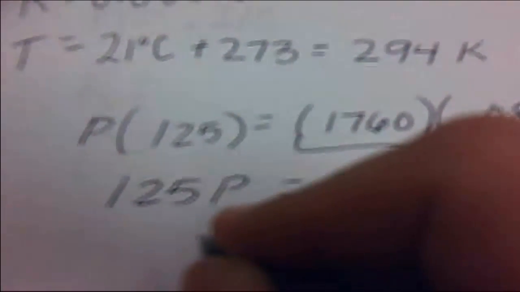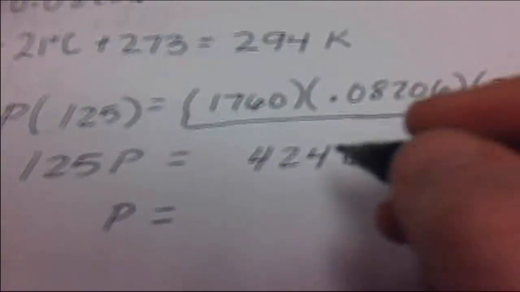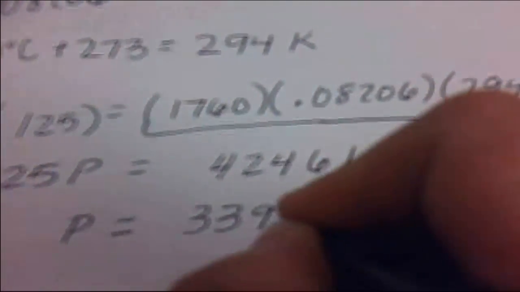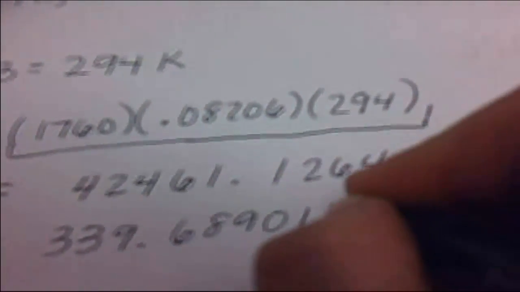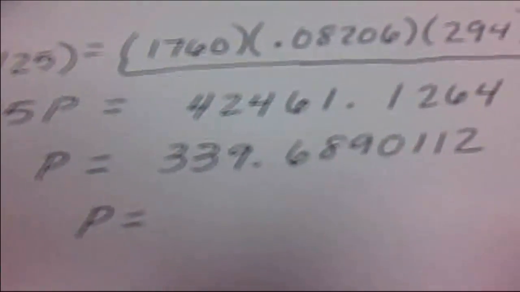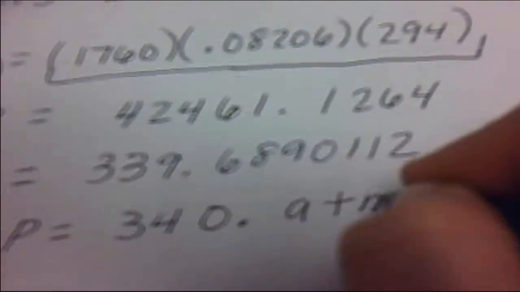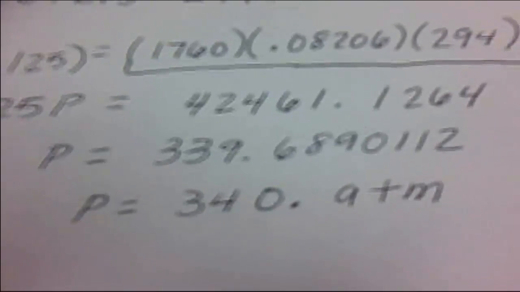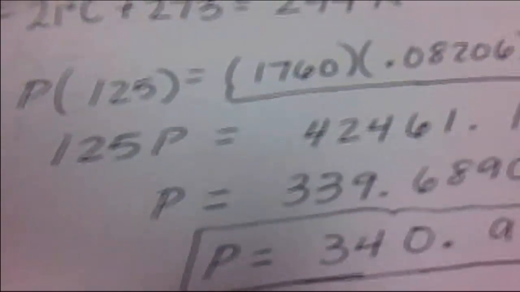So notice that what we're doing here is we have 125 P, and then we multiplied those numbers to the right, 42,461. And then we're going to divide those by 125, and then you get 339 with some decimal places. Again, go back up to the top. Notice that they're all 3 sig figs. You can ignore temperature. In this case, it's not as big a deal because it does have 3 sig figs as well, but you want to have 3 sig figs for your answer. So 340 with a decimal spot.